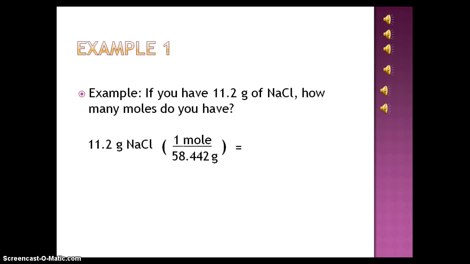Multiplying across, we have 11.2 grams times moles over about 58.4 grams. Now we need to cancel units and divide. To cancel units, we must cancel out a unit that will be seen in both the numerator and the denominator. In this example, grams is both in the numerator and denominator, and therefore would both be canceled. As a result, 11.2 grams of sodium chloride is equal to 0.192 moles of sodium chloride.